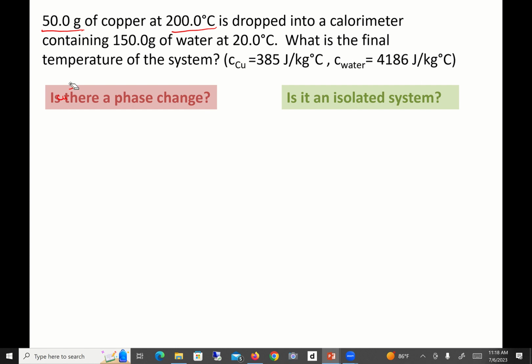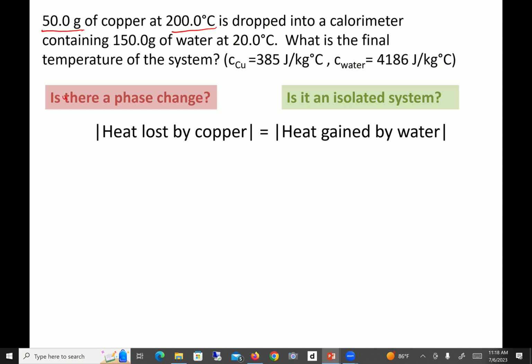So is there a phase change? Not very likely. The water is well below the boiling point. Is it an isolated system? Yes, it says it's a calorimeter. So what that means is that the heat lost by the copper is going to be the heat gained by the water, and the amount of heat that's lost or gained is just going to be mc delta T because there's no phase change. So how much heat is lost by the copper?